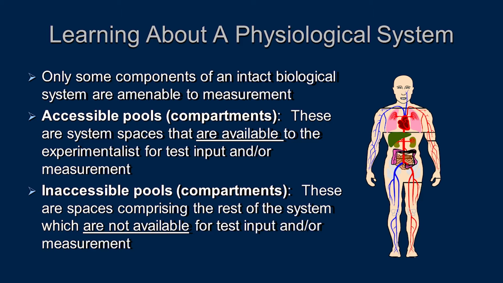When we learn about the biological system, we can split it into two parts. This is based on the idea that only some components of an intact living biological system are amenable to measurements. So there are some compartments that are accessible. They are available to the experimentalist for test input and or measurements, and we call them accessible compartments or accessible pools. There are parts of the system where we cannot either insert a drug molecule or measure from, and these are inaccessible compartments or pools. This is the whole rest of the system, which is not available for test input and or for measurement.